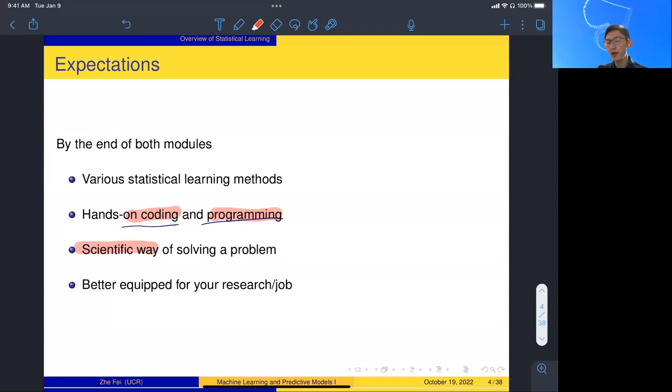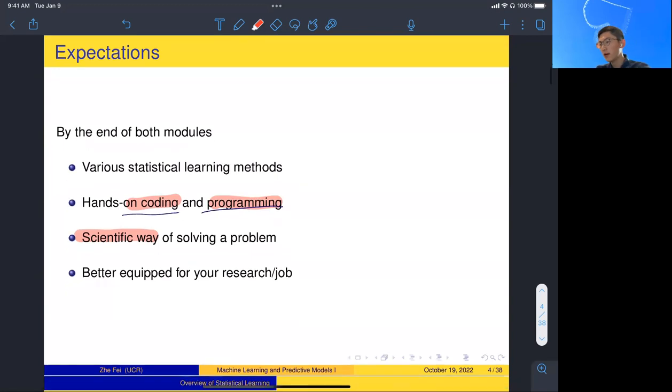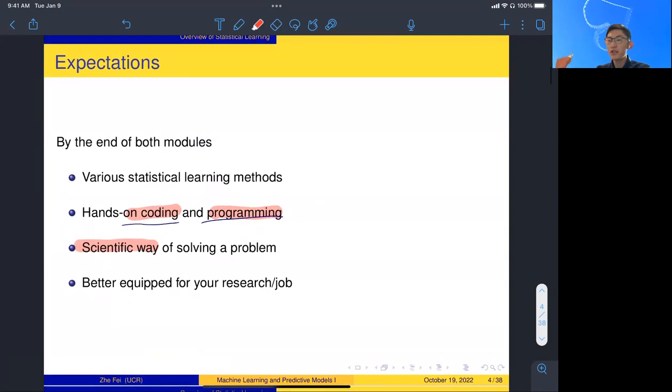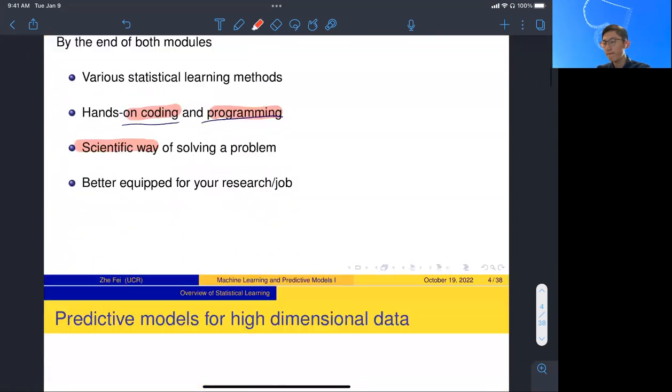So at the end, I hope that you would be better equipped for your research or study or job, and gain something useful for your future study. So that's, I want to say, your expectations, but also my goals in introducing these methods to you.